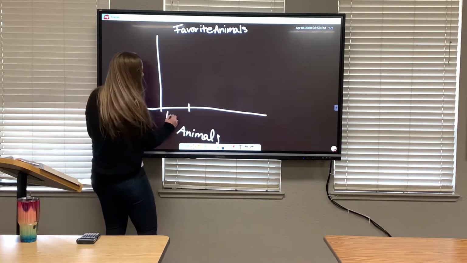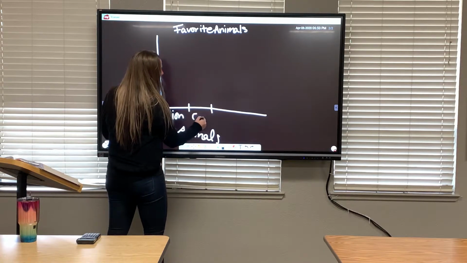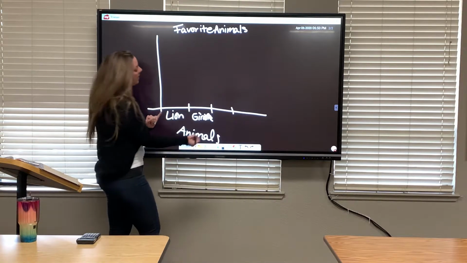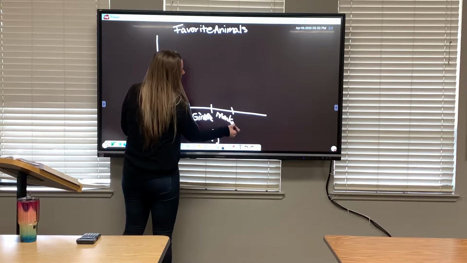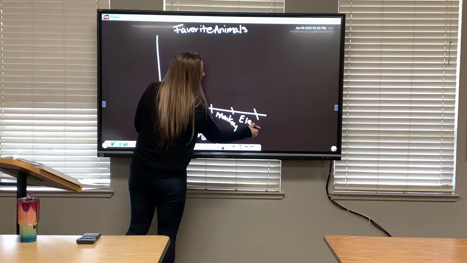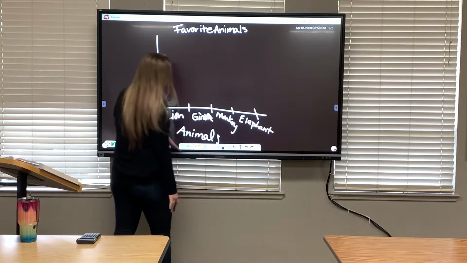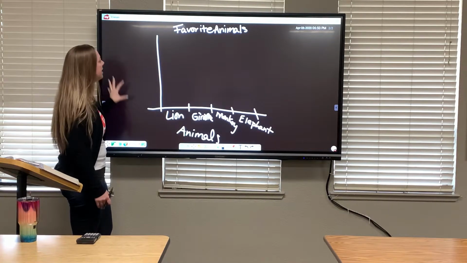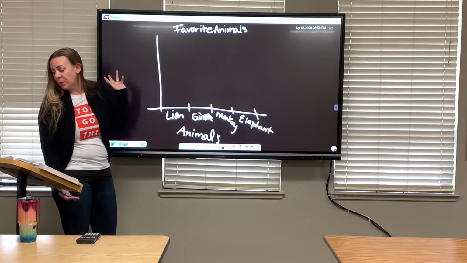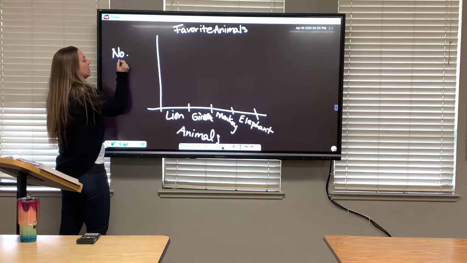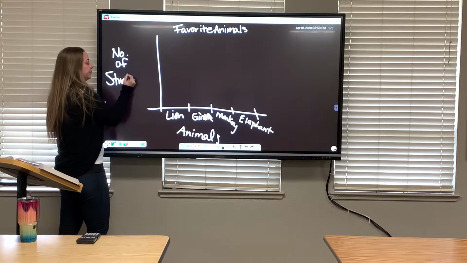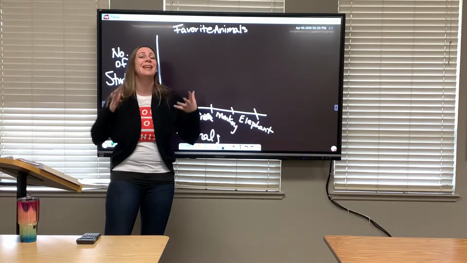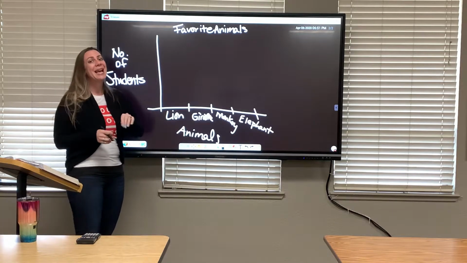So the first one is a lion. The next one is a giraffe. And then a monkey and an elephant. Okay, so I have a name, what is going down here, the different options. Now I need to know what my numbers represent. So this is going to be the number of students. Okay, we are making a double bar graph because there's 2 sets of information. They pulled a 6th grade class and a 7th grade class.